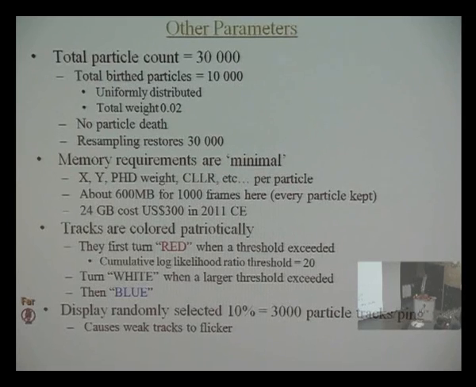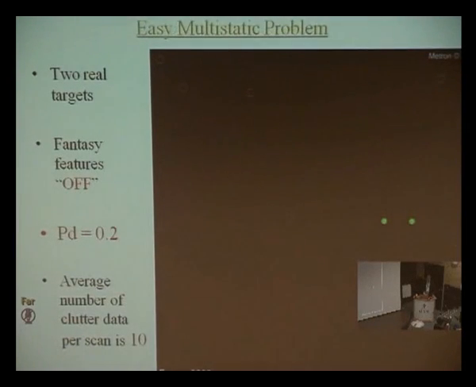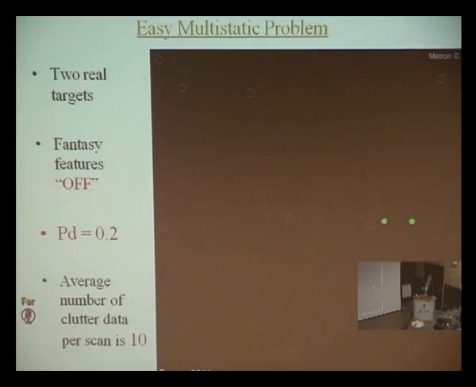You have to do something with this many particles, or you won't see the whole structure. You've got to review it all, and this is a way to review it all. So here is a simple example. An easy multi-static problem. There are two targets clearly visible here.